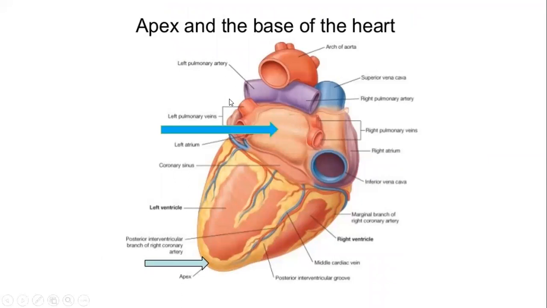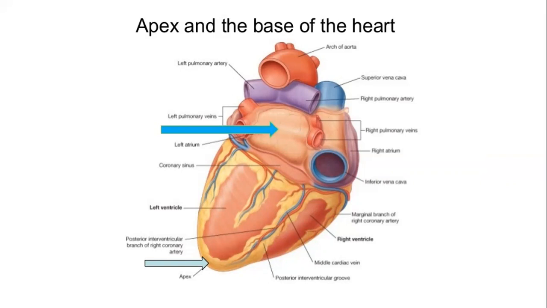Now let's move on to the apex and base of the heart. These two terms are very famous in relation to the heart. They are commonly asked in the MCQs, commonly asked by the professors in the viva of the stage, as well as in the professional exams, and later in the clinical years of medicine. Apex and base of the heart become of great significance in relation to cardiovascular diseases.